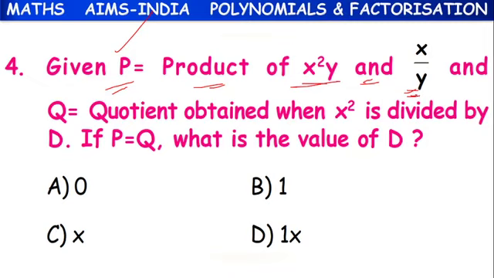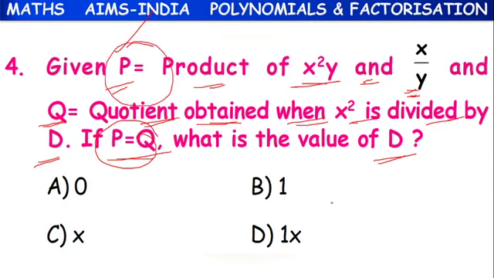x square y and x by y. And q, coefficient obtained when x square is divided by d. So if p equals q, what is d? Regarding p, what have they given? P equals the product of x square y and x by y. Means x square by y into x by y. So y and y get cancelled, x square into x, x cube.